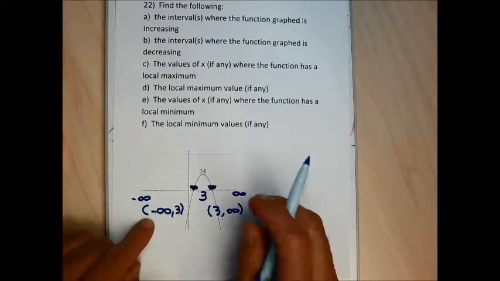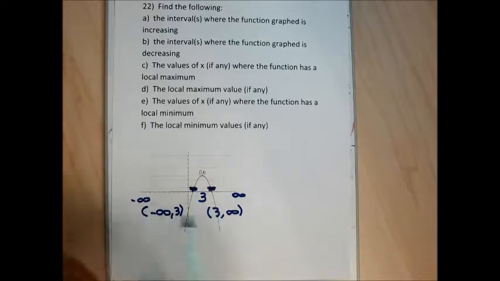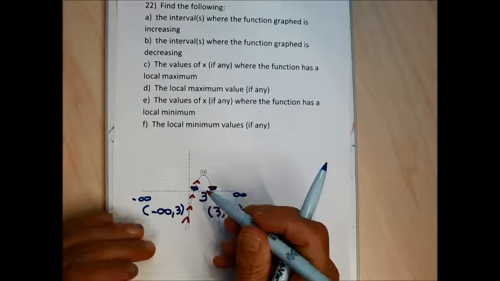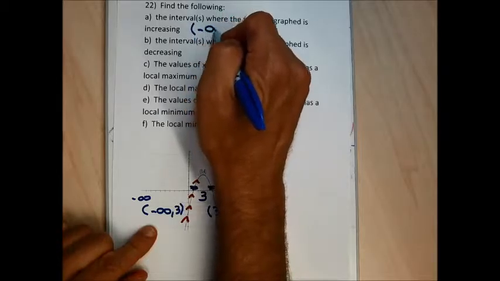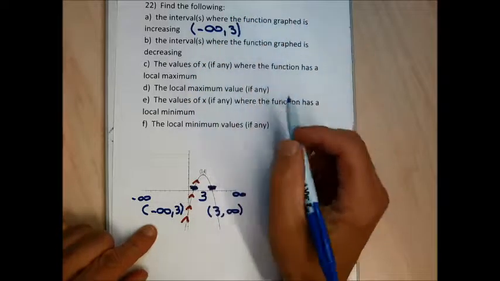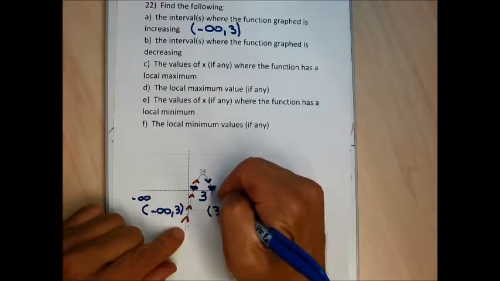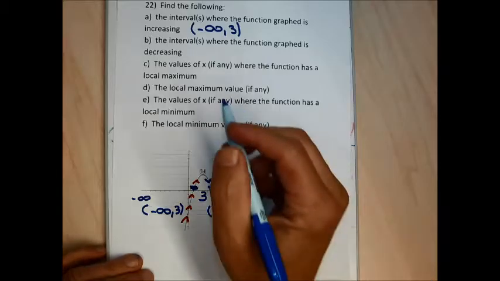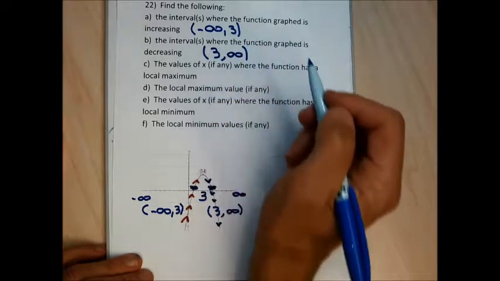The portion of the graph that corresponds to the -infinity to 3 interval is this portion, and as I move from left to right, in this portion the graph is getting higher, so that first interval will say the graph is increasing. The next interval, 3 to infinity, corresponds to this part of the graph, and as I move from left to right, the graph is getting lower. So we'll say it's decreasing in that interval.